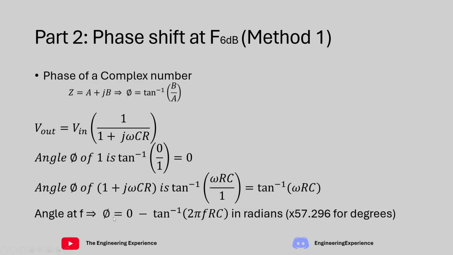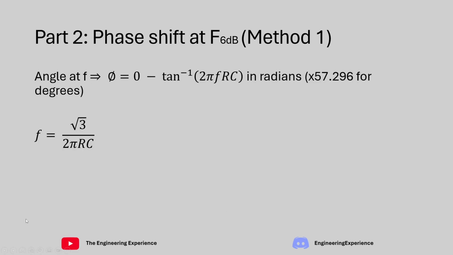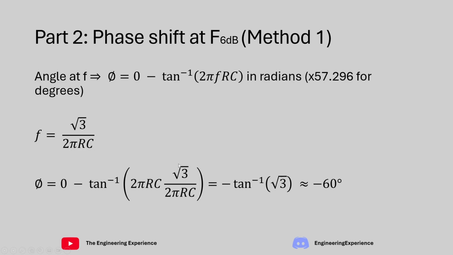So the total phase shift for this frequency response over here is equal to 0 minus the arctan of 2 pi f rc. All I've done here is replace omega with 2 pi f, and you would get the answer in radians. So if you wanted the answer in degrees, you need to multiply it by this number over here. From part 1, we calculated the frequency at the 6 dB point is equal to the square root of 3 divided by 2 pi rc. So we can basically replace this f with this equation over here. And we end up with this.